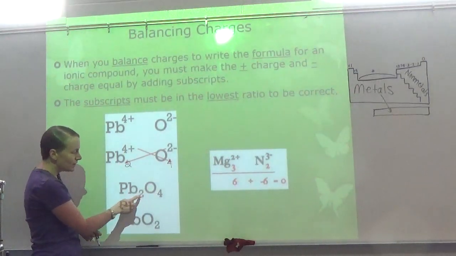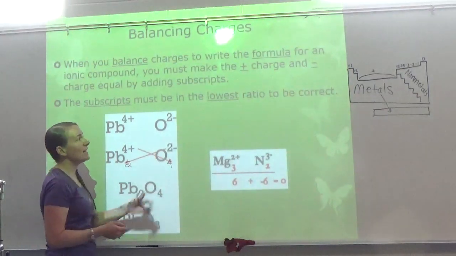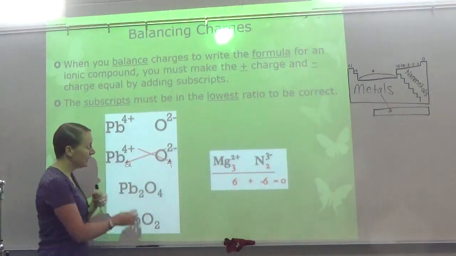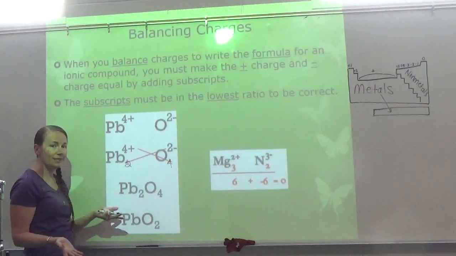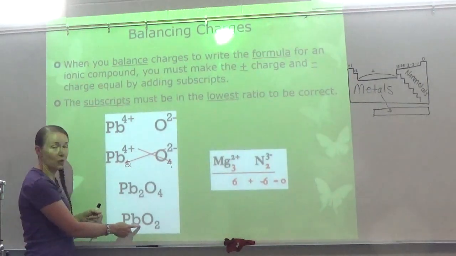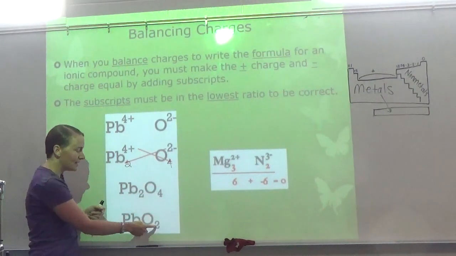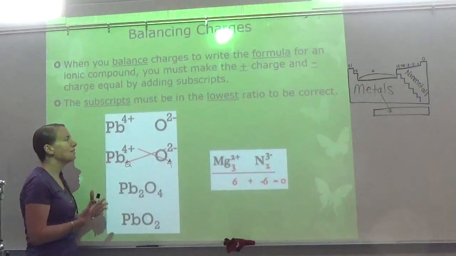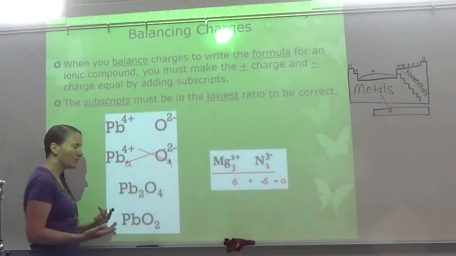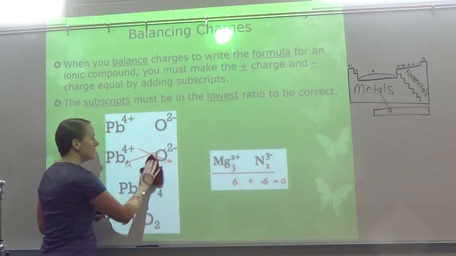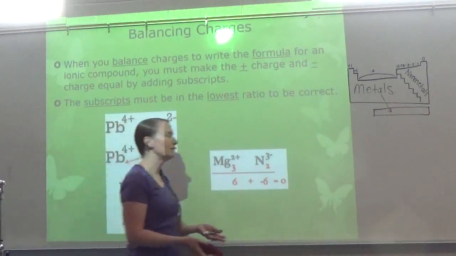So that leaves us with these subscripts, but the problem is it has to be in the lowest ratio possible. Can 2 and 4 be reduced? Yes, it can. It can be reduced to a 1, which is understood, and a 2. Now, you don't have to end up reducing a lot. That only happens in a few circumstances, but just make sure you do reduce if you need to.